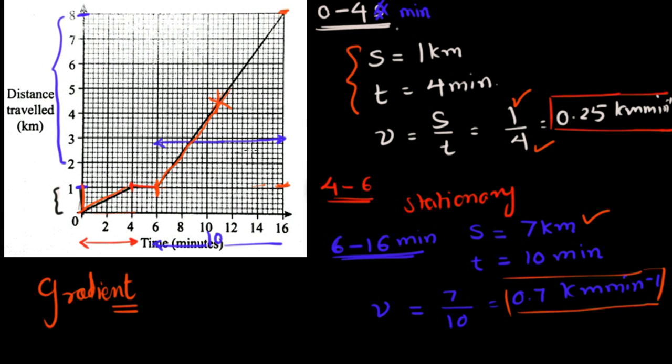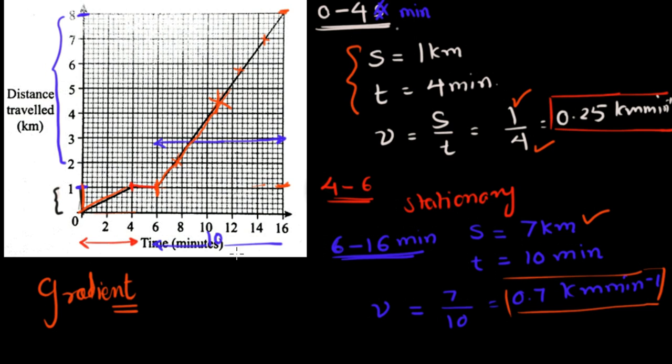Well, since it's a straight line, from here up to here, we're going to have a common gradient every time. Suppose I'm talking about this particular line. If this is a straight line all the way from here to here, it will have a common gradient. So at every point on this line, the velocity of the object would be 0.7 kilometer per minute.